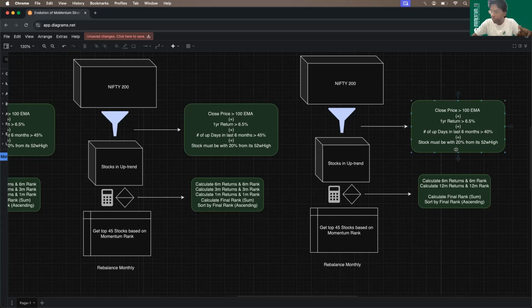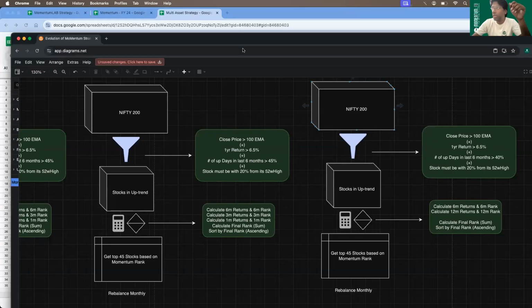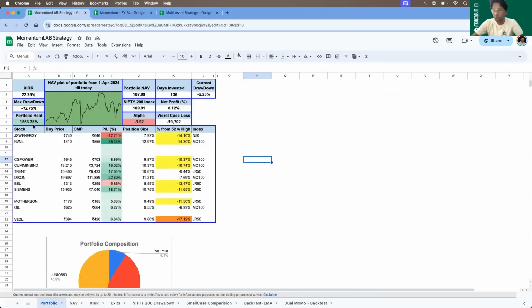And maybe in the immediate future, if I have sufficient profits or risk-taking ability, the stocks within the top 20% from their 52-week high can also go down. I mean, I can take up to 25% or 30% from the 52-week high. So these are the evolution directions that I have in mind. This all depends on how much risk-taking ability I have. The risk-taking ability can come if I see sufficient portfolio returns in my strategy, which can be measured directly by the portfolio heat that I have. So this is the portfolio heat that I measure.